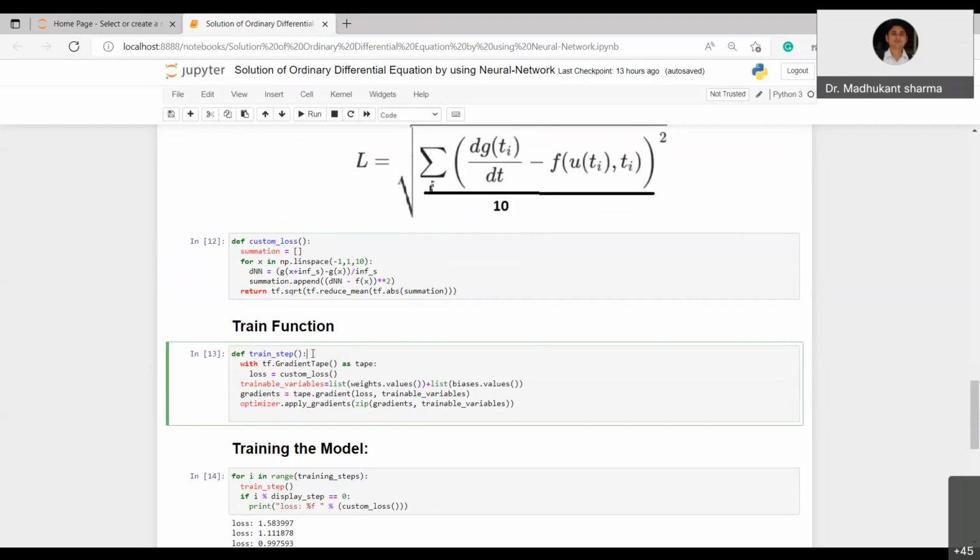Now come to training the function. We define one train function, which will help us calculate the gradient. Let me give you the role of this function. The role of this function is to find the gradient of our loss function. Here we have defined a loss function L, and this function will help find the gradient of L with respect to the trainable variables. Our trainable variables are in our model.